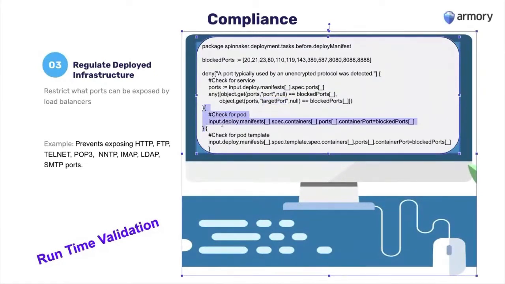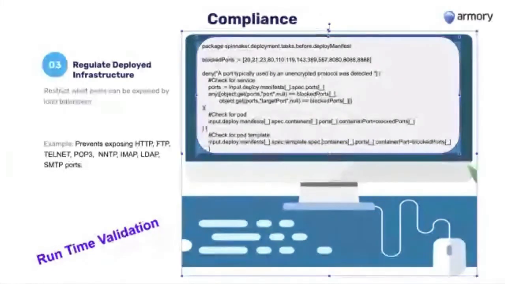For a pod, we have a container port that a container in that pod can expose. So we're making sure that there are no container ports that are in that block ports list. A pod template is used by a Kubernetes deployment or a Kubernetes replica set. So again, for a pod template, we check for container ports in the pod that the template will create. If any of our ports are referencing items that are in that blocked ports list, we will again give back the error message.